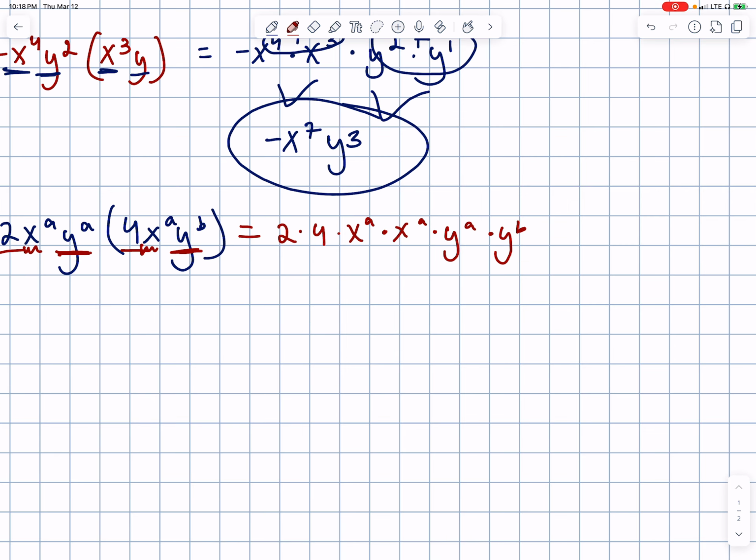So what was the first thing we got to do with multiplying monomials? Rearrange. What's the second thing? Somebody tell me. Yes, multiply. Good job. So we're given these two coefficients, 2 times 4. We know that it's 8. And the next thing we got to do, what's the third thing? Add the exponents.